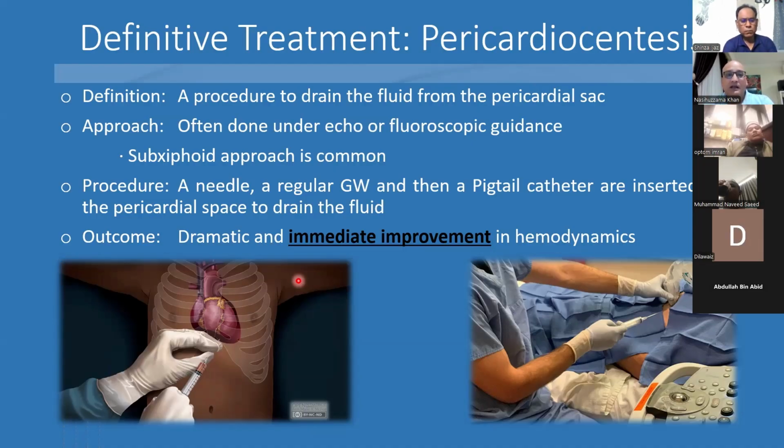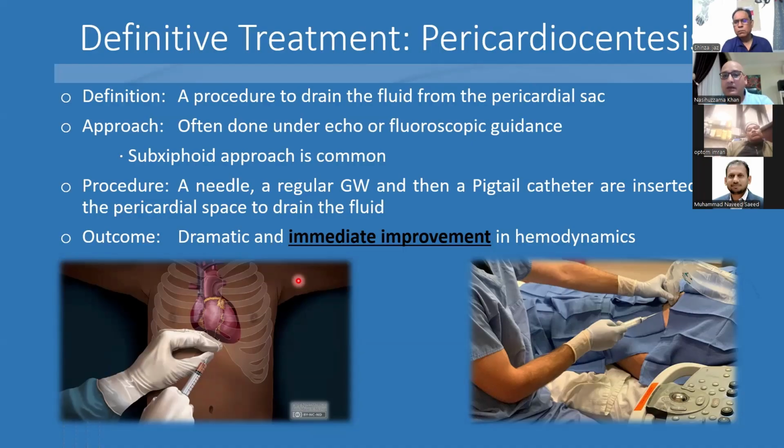Procedure: a needle, a regular guide wire, and then a pigtail catheter are inserted into the pericardial space to drain the fluid. Outcome is very nice, dramatic, and immediate improvement in hemodynamics can be seen.